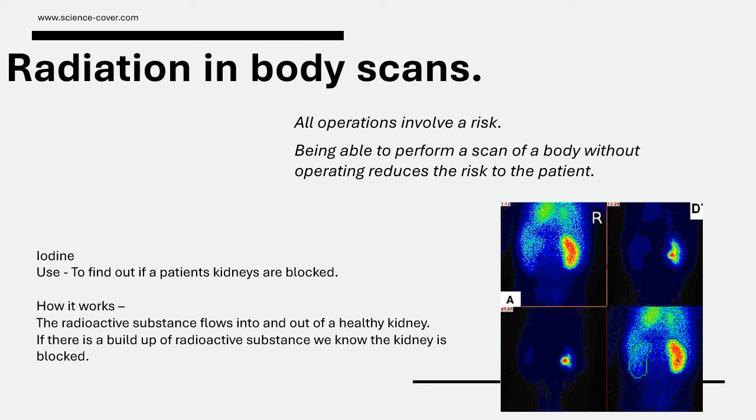An example of this is using iodine to check if a patient's kidneys are blocked. So the doctor will give the patient iodine tablets, and this will end up in their bloodstream, and this radioactive substance will flow into and out of a healthy kidney. However, if the kidneys are blocked, then the radioactive substance will run into the kidney but won't run out of the kidney, and so we see on a scan a build-up of the radioactive material at the kidneys.